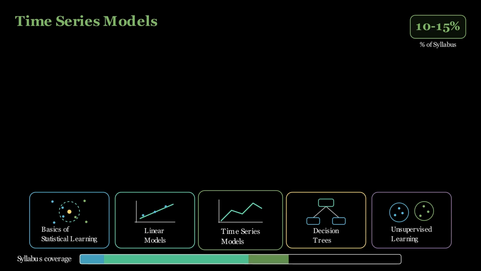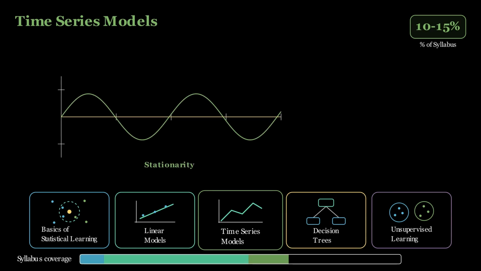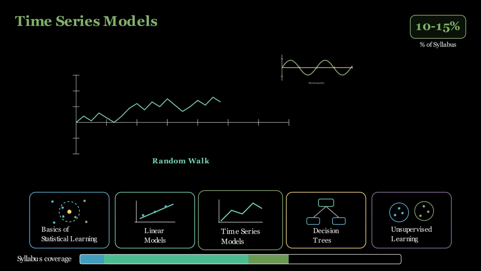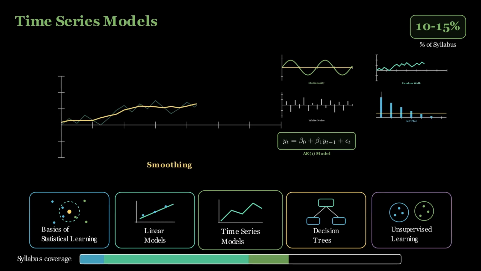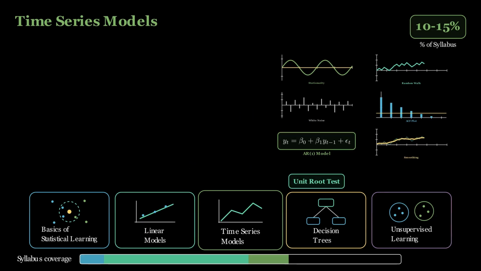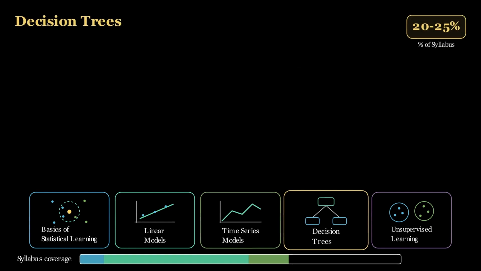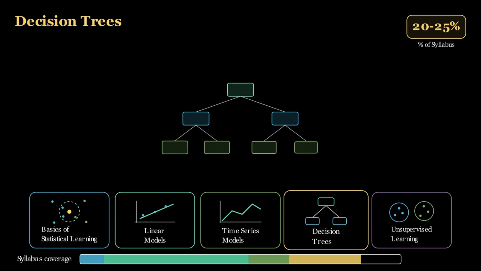Time series models covers another 10 to 15% of the syllabus and covers key concepts concerning time series, starting with stationarity, the random walk, white noise, autocorrelation, AR1 models, smoothing, the unit root test, and forecasting. The 4th section is decision trees, which covers 20 to 25% of the syllabus. Topics include regression trees and classification trees, binary splitting and pruning, bagging, random forests, and other ensemble methods.